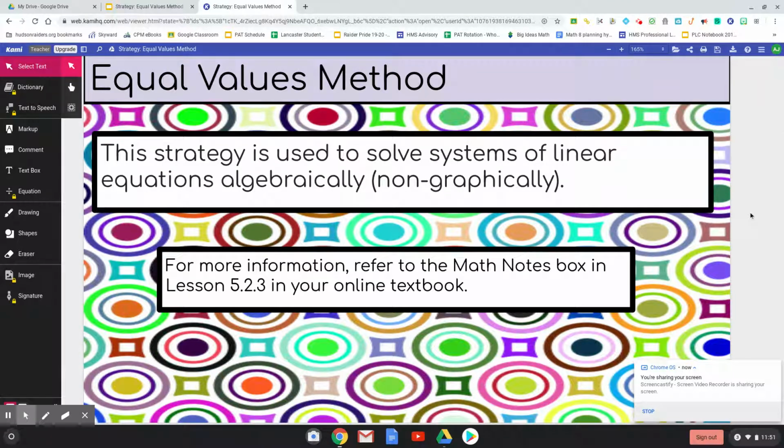What is the equal values method? It is a strategy used to solve systems of linear equations algebraically. If you would like more information or more resources on the equal values method, you can refer to the Math Notes box in Lesson 523 in your online textbook.